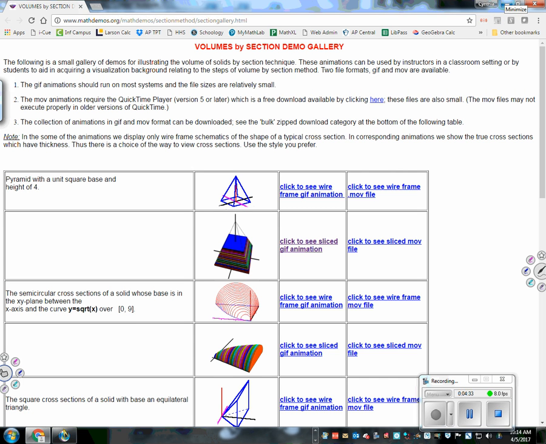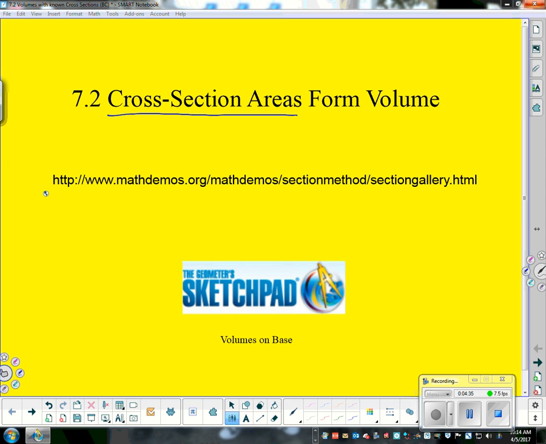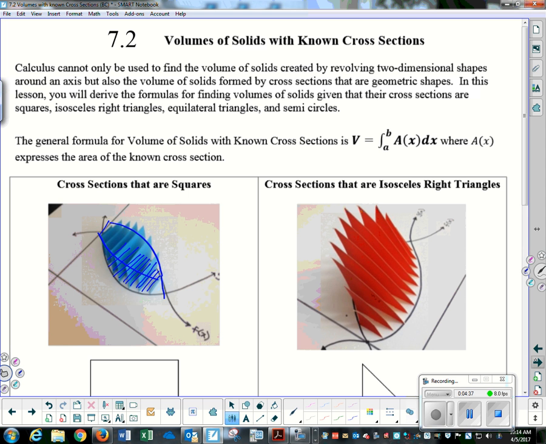Let's see if we can get out of all this. All right, back to the lesson. Well, let's figure out how to calculate the volume. It says in this introduction, calculus cannot only be used to find volumes of solids created by revolving the 2-dimensional shapes around an axis, but we can also create volume of solids formed by cross sections that are geometric shapes.